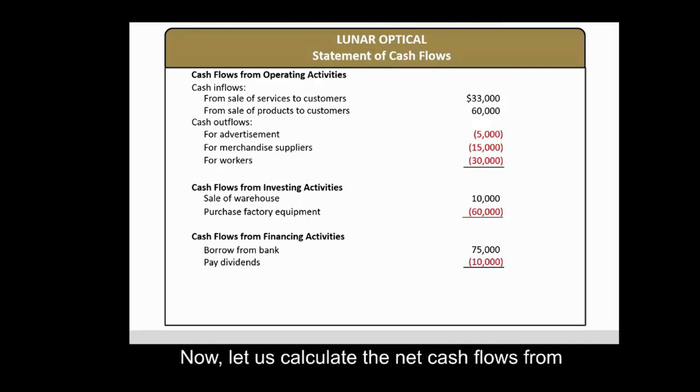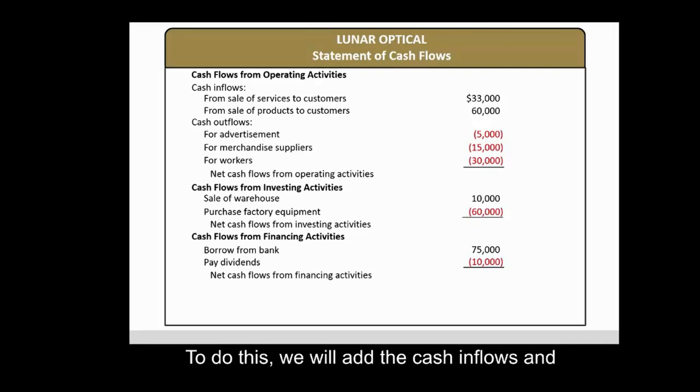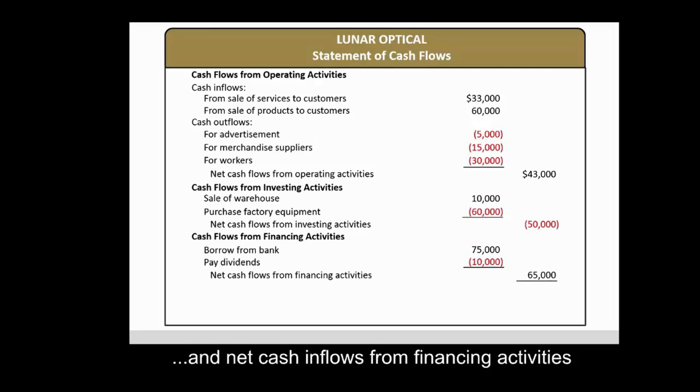Now, let us calculate the net cash flows from each of these activities. To do this, we will add the cash inflows and subtract the cash outflows for each activity. Operating activities has net cash inflows of $43,000. Investing activities has net cash outflows of $50,000. And net cash inflows from financing activities equal $65,000. We total these three values to get the net increase or decrease in cash. We will add net cash flows from operating activities of $43,000, subtract net cash outflows from investing activities of $50,000, and add net cash flows from financing activities of $65,000 to get the net increase in cash of $58,000.